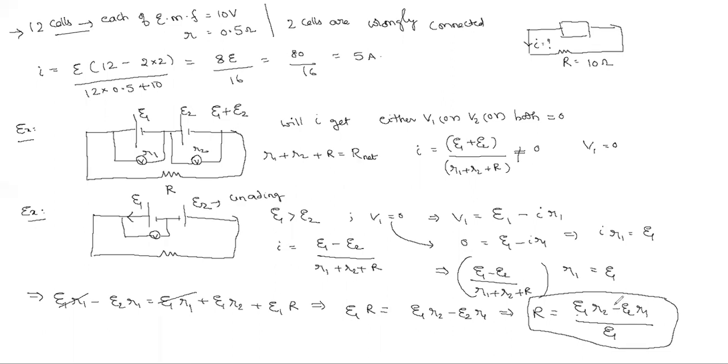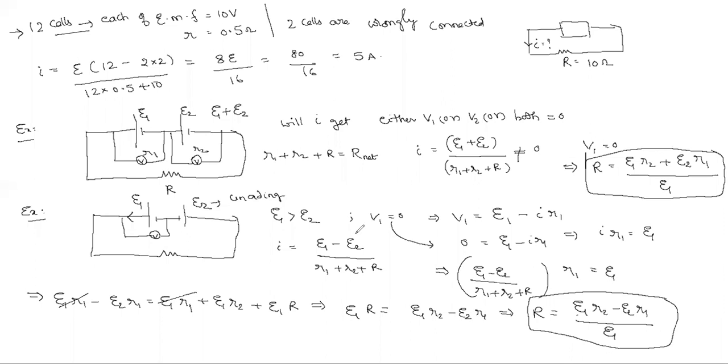Yes. Then here can I write V1 is equals to 0, means I will get the condition capital R equals to R2. Am I right, Nana? Yes sir. Plus E2 R1 by E1. Am I right? Yes, sir.